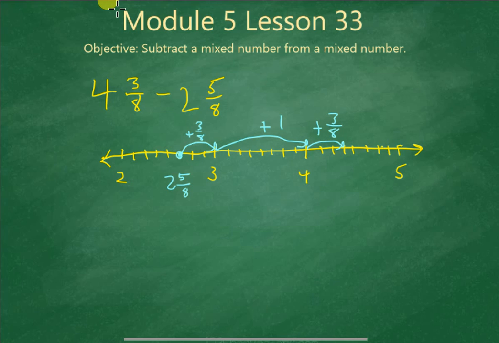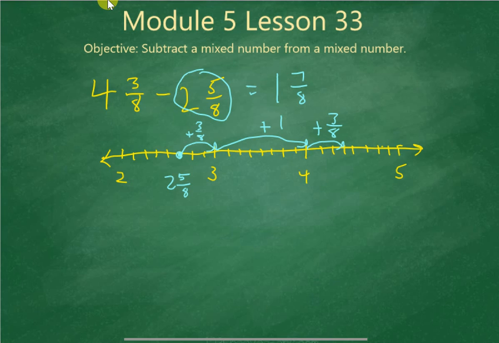Now what we just did in a very tricky way is we added to subtract, because we started here at the 2 and 5/8, and we said, okay, how much do I need to add to that to get to the answer 4 and 3/8? Well, now we just simply add all this up. We have 1 whole and 3, 6, 7/8. So there's one way to do it.